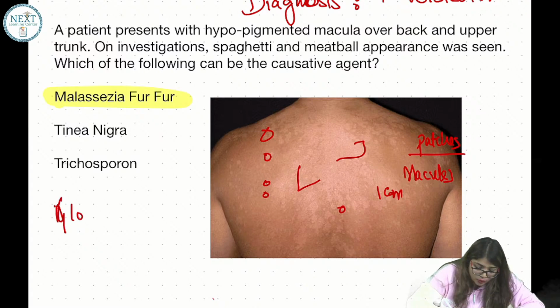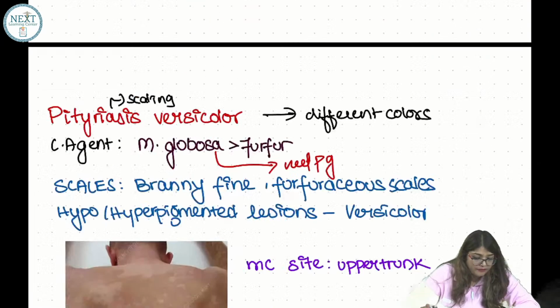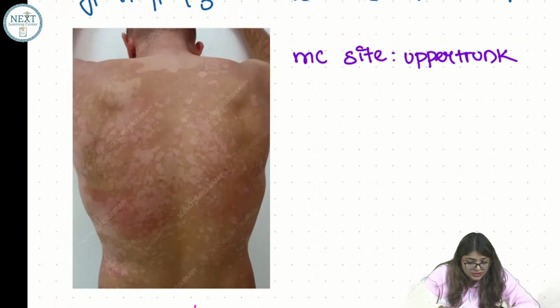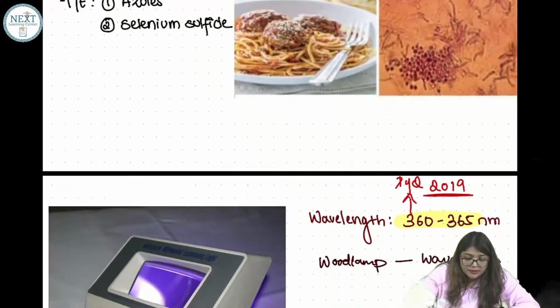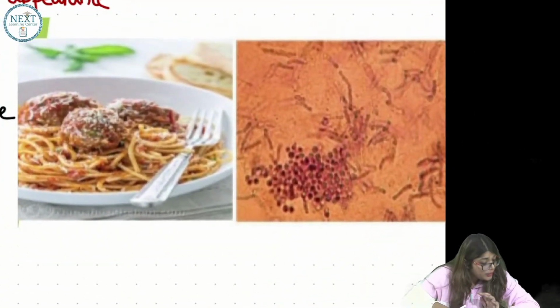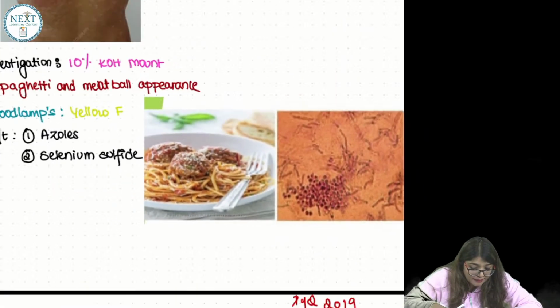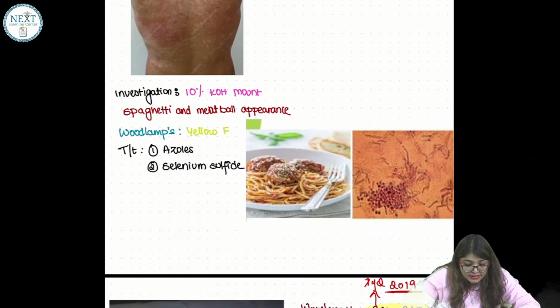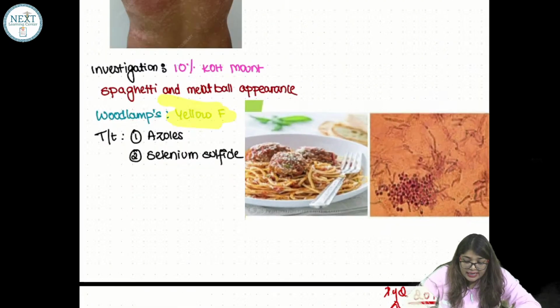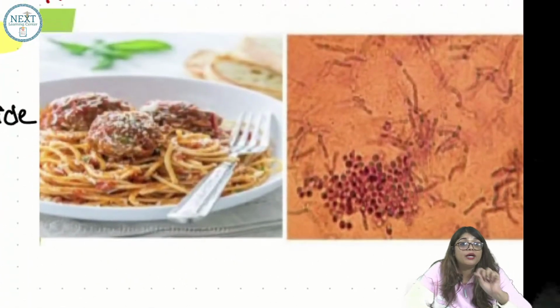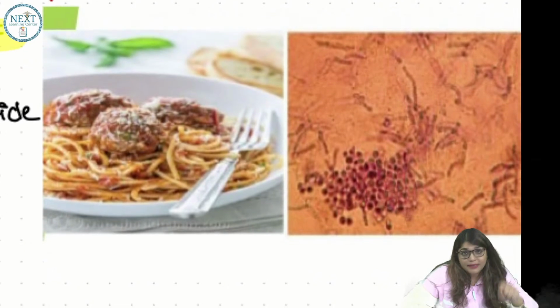Very good. Malassezia globosa, more than furfur. All right? More than furfur. Very good. So these are your lesions. What appearance is this? On Wood's lamp, there is yellow fluorescence, and this appearance on KOH mount is the spaghetti and meatball appearance.